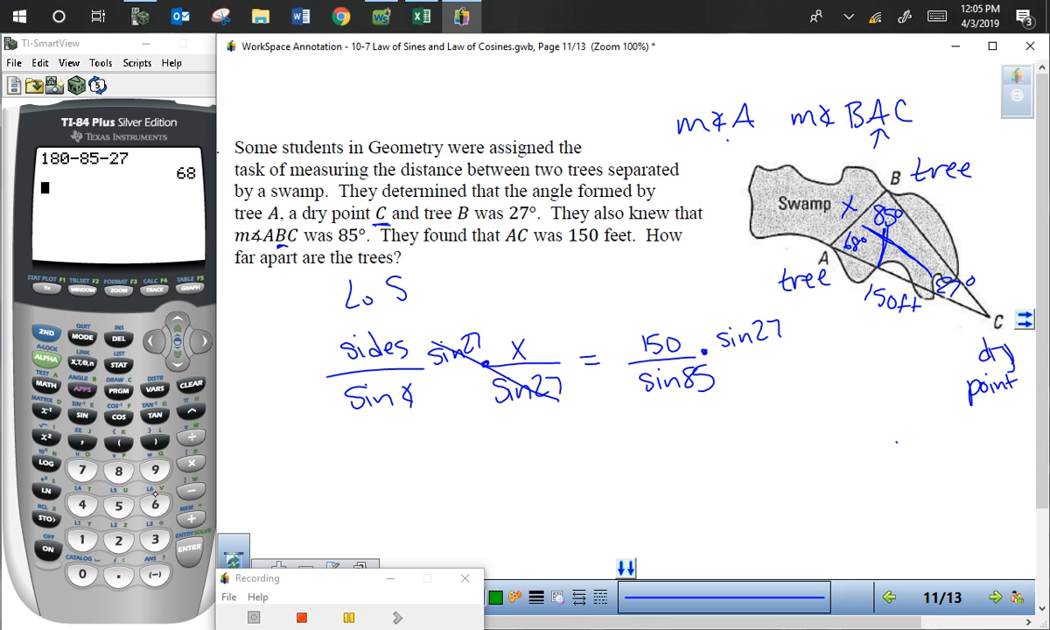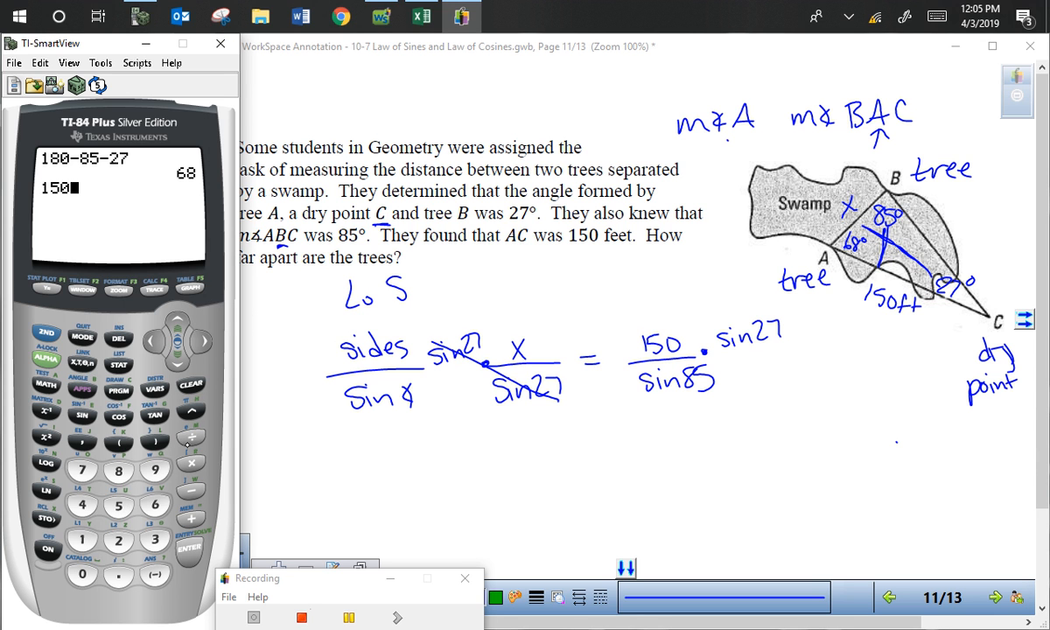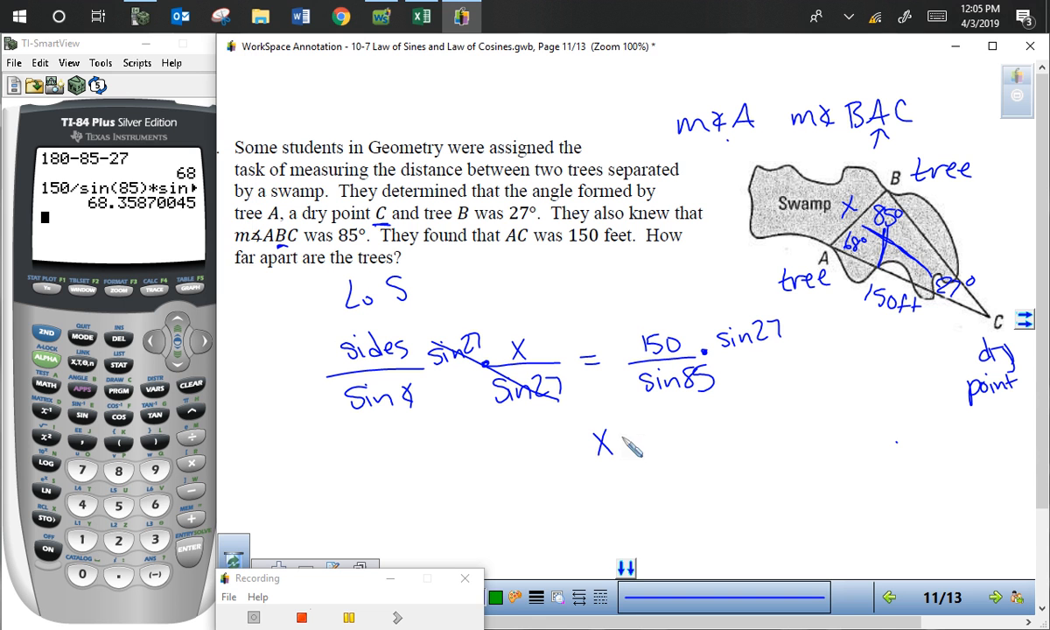And we get to type it in. So 150 divided by sine 85, and then times by sine 27. So X is approximately 68.4. Label here is feet. Now, hopefully that makes sense to you because 85 was our big angle, so it's across from the big side. And then 27 is our small angle, so this should be smaller than 150, and it is.